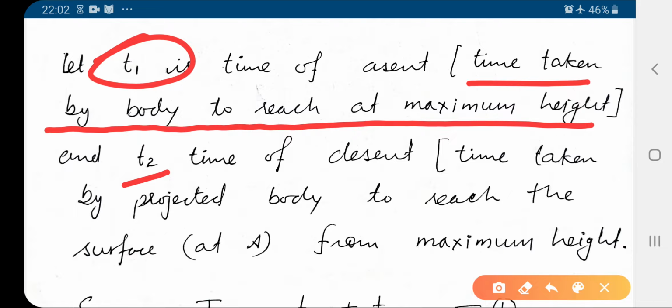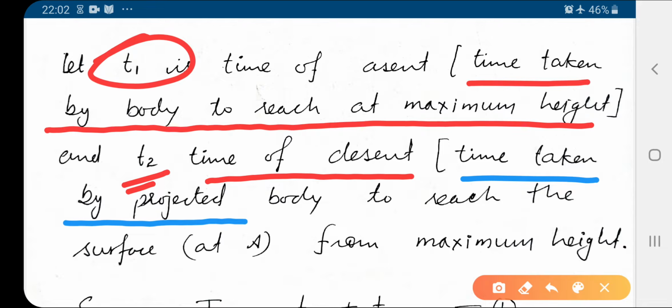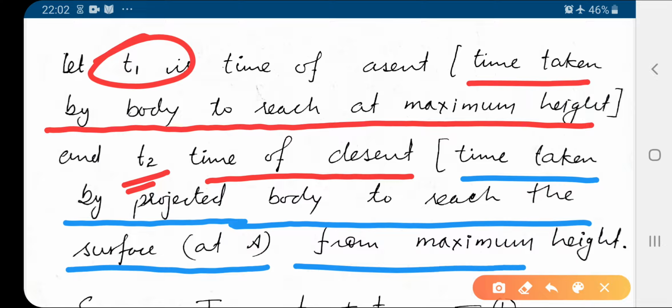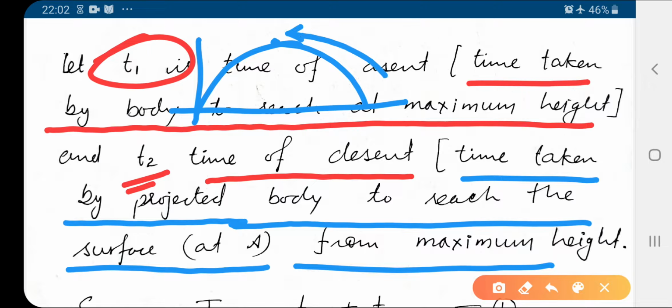And t2, time of descent, means time taken by the projectile or projected body to reach the surface. Surface means it comes back again at A from the maximum height. The time it takes to come again to point A from the maximum height is the time of descent, which is denoted by t2. So simply t1 is the time to reach at maximum height, and then from maximum height to again at ground at point A, that is time of descent.